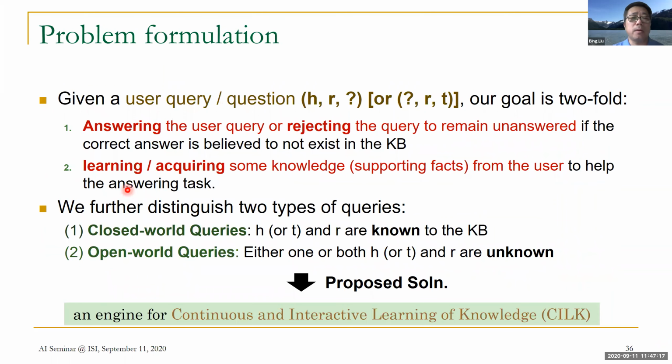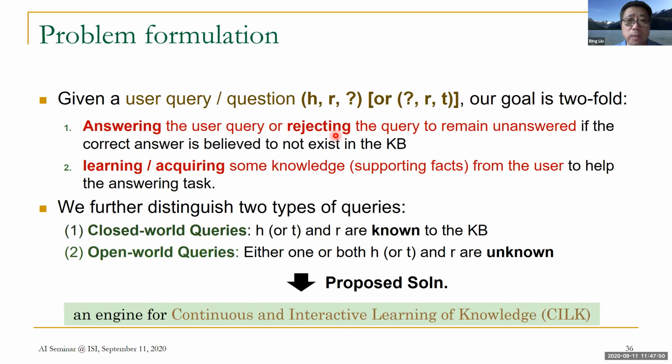So here is the problem formulation essentially. This is just one of the papers we did, essentially about a WH kind of question. Essentially, something else has a relation, but I don't know what that something else is. For example, where was Obama born? I need to look for a location. Then we have two goals. The first is to answer the user query if you can, and otherwise you reject.